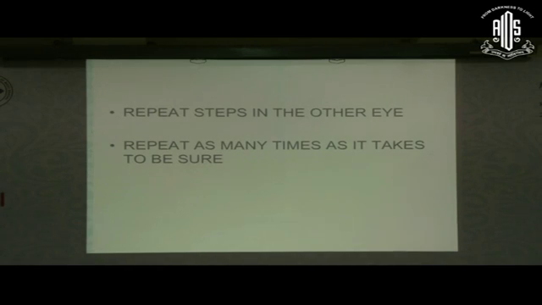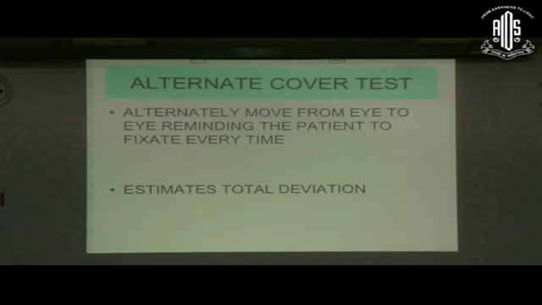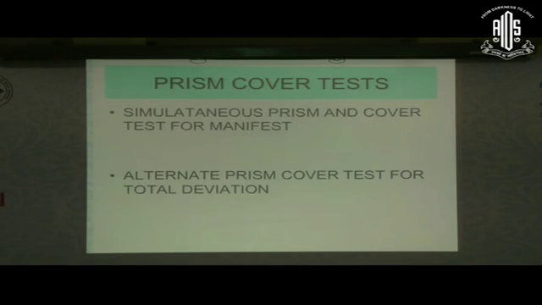So repeat the steps in the other eye. Repeat as many times as it takes to be sure. And alternate cover test, move from one eye to the other. What does the alternate cover test measure? Total deviation. Total deviation.